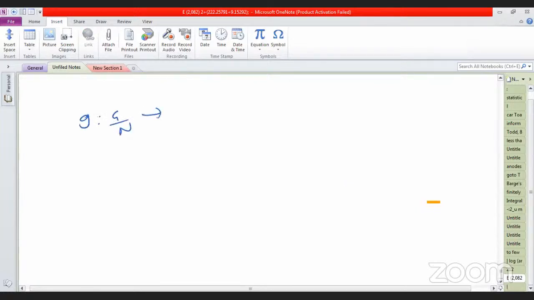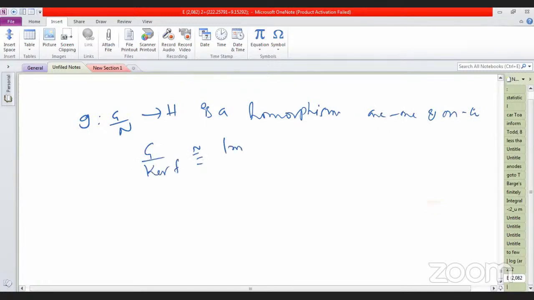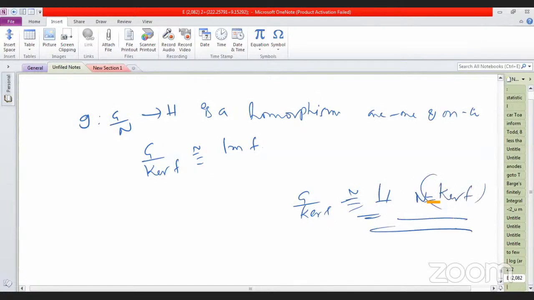G by N is a homomorphism, one-one and onto. So therefore G by kernel F is isomorphic to the image of F. The conditions are okay or not? Yes, sir. So G by kernel F is H. So therefore N is equal to, we can write here. Is it correct or not? Yes, sir. So these four conditions are satisfied. It is correct.